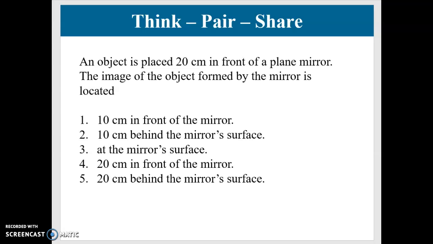And we're back, and we're going to flip through a couple of questions here, and then we'll move on into refraction. The first question asks, if we have an object that's placed 20 centimeters in front of a plane mirror, and again, remember plane means flat, then the image of the object formed by the mirror is going to be where? 10 centimeters in front of the mirror, 10 centimeters behind the mirror's surface, at the mirror surface, 20 centimeters in front, or 20 centimeters behind?